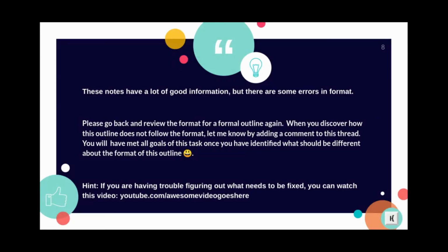So altogether, this is what the feedback might sound like for my student on this particular assignment. These notes have a lot of good information, but there are some errors in format. Please go back and review the format for a formal outline again. When you discover how this outline does not follow the format, let me know by adding a comment to this thread. You will have met all goals of this task once you have identified what should be different about the format of this outline. Hint: if you're having trouble figuring out what needs to be fixed, you can watch this video. And then I would include, of course, an amazing YouTube video of me reteaching.